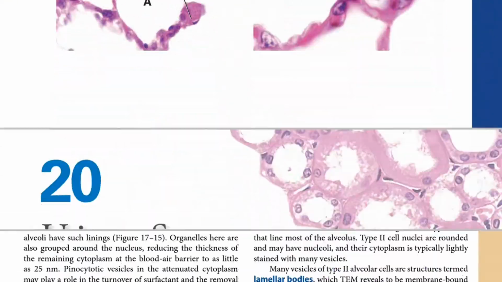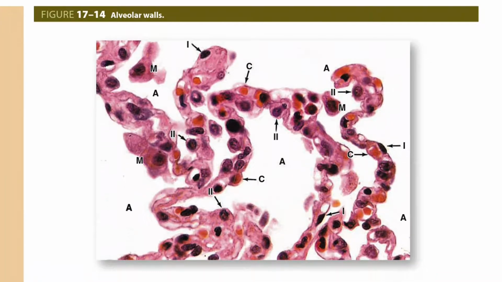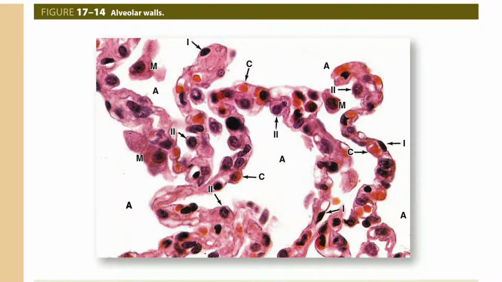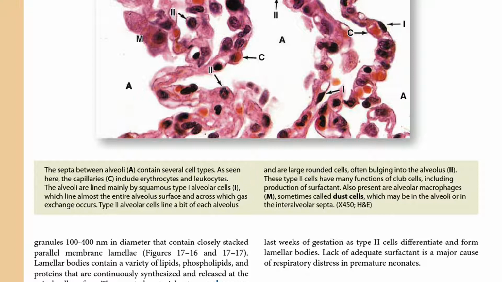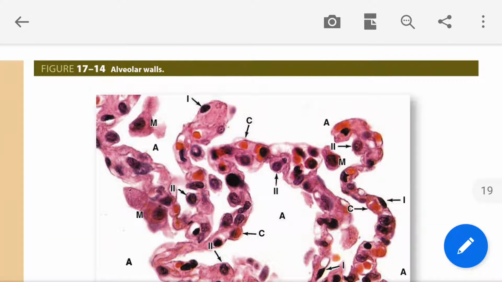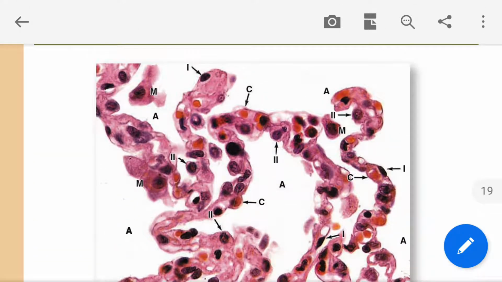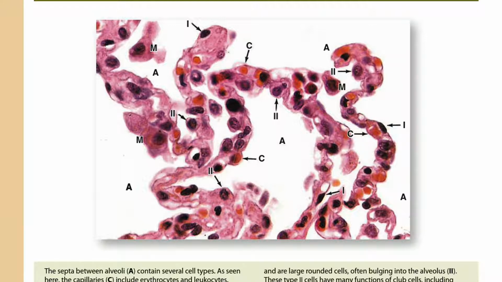And one more histological slide I would like to show you. This is the alveolar wall, and here at the bottom the key is given. For example, A for alveoli, C for capillary, then alveolar cell 1 in Roman numerals, and the alveolar type 2 cell, then M for macrophages, which are known as dust cells. This is the histological slide. So the wall of alveoli is shown, different types of cells, the capillary is shown, okay.